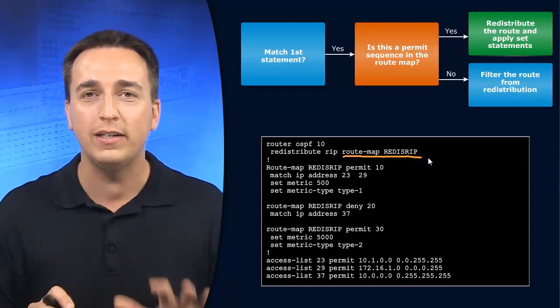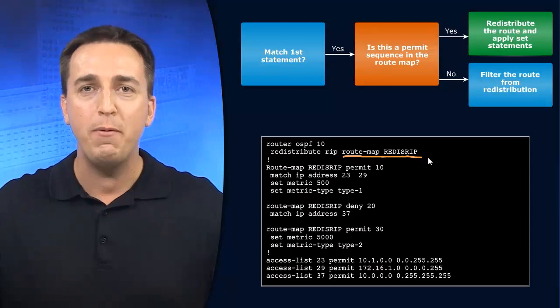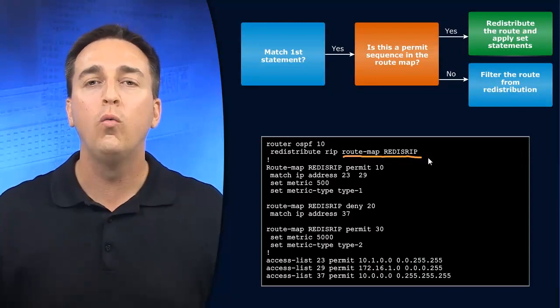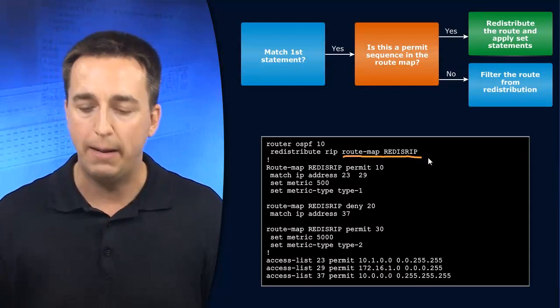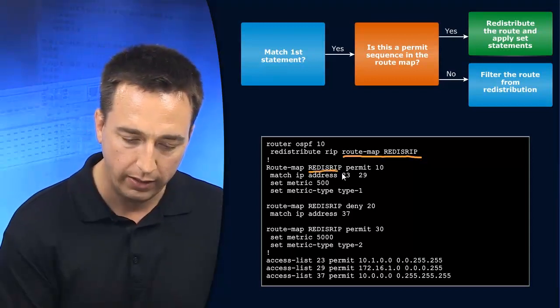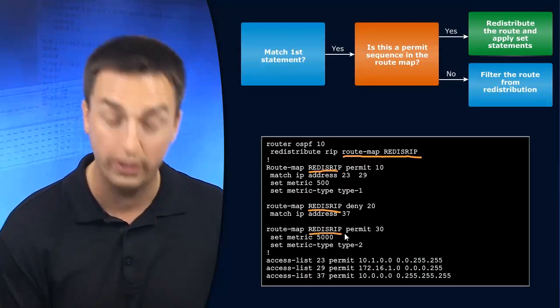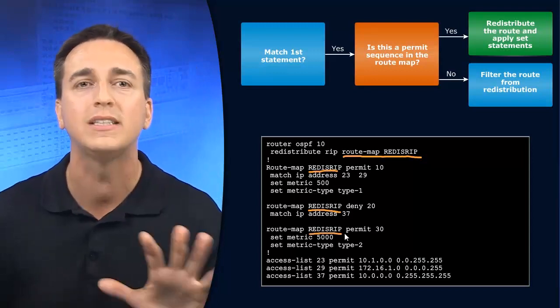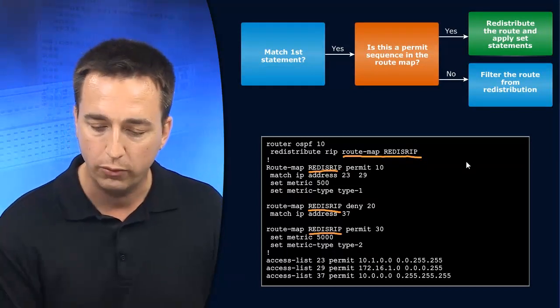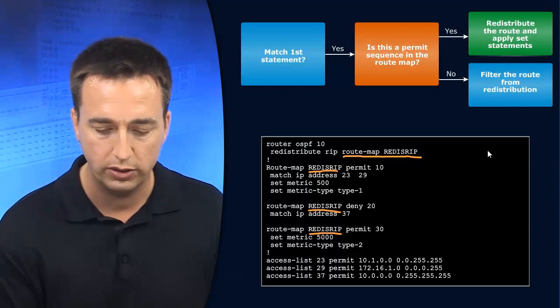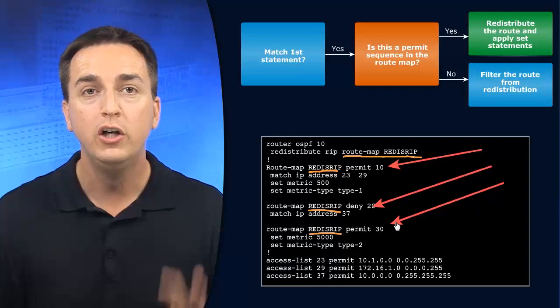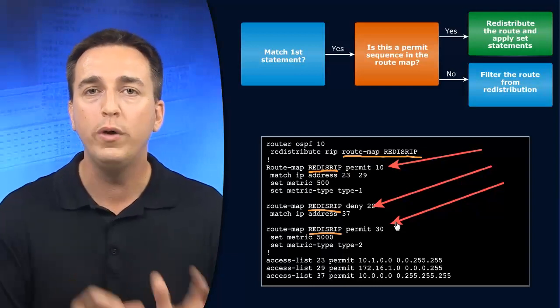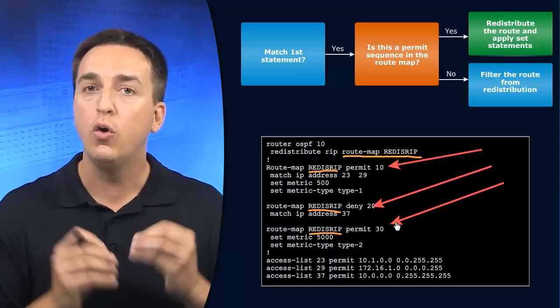So I look at this and say, all right, so from way up above, 35,000 feet, what is involved in the redistribution RIP route map? Well, I can see I have one here, I can see I have one here, and I can see I have one here. So there's 3 of them. What are these? These are sequences. And each sequence has a specific number associated with it. This is sequence 10, sequence 20, sequence 30. So 3 total sequences within this particular route map.